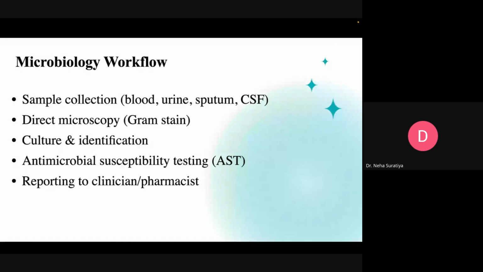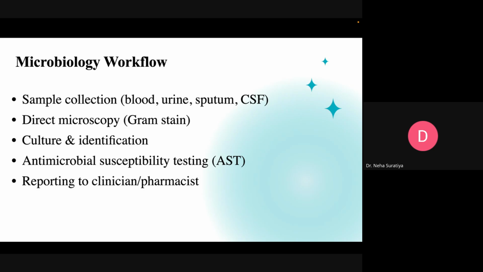Okay. Very first thing is the sample collection. Sample can be blood, urine, sputum, CSF, it can be pus as well. Okay, cerebrospinal fluid, that is CSF. So sample collection is the first step. Second is the gram stain, that means direct microscopy. So it is done directly on the sample. It gives you a preliminary idea within a few hours only. Okay, within a few hours you get a bit of an idea.